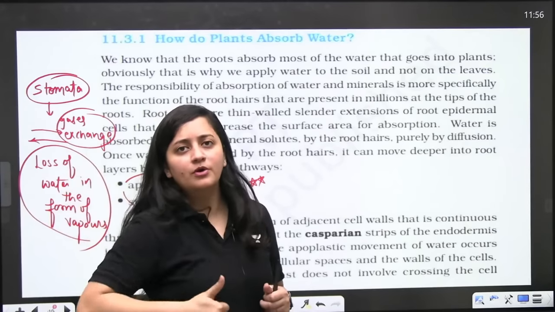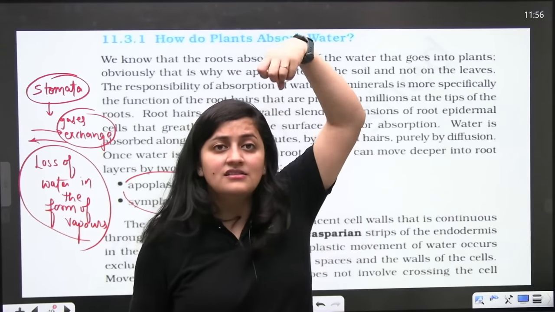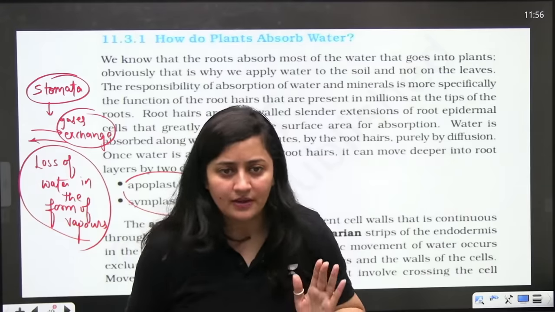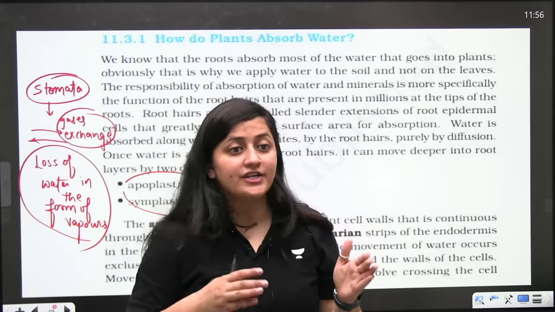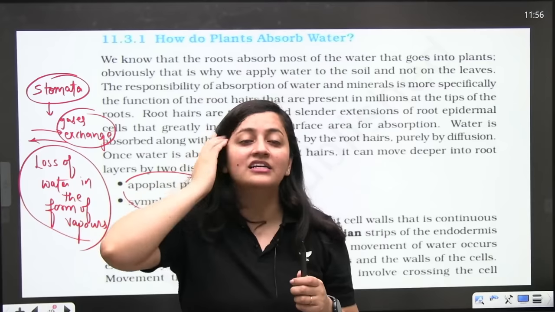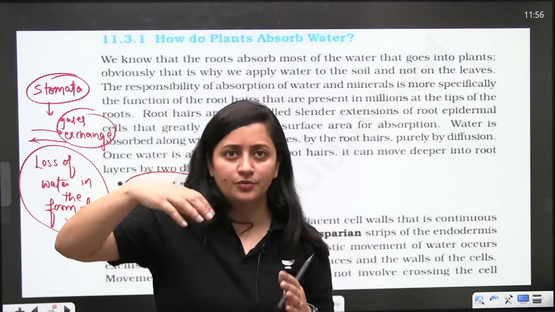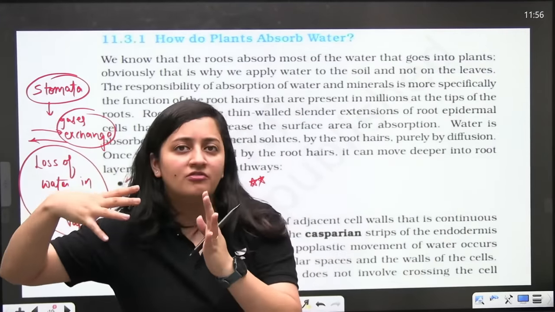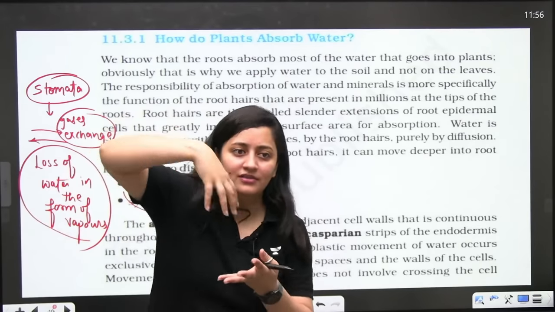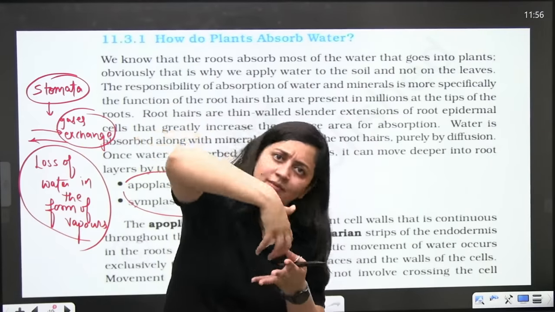So, whenever we talk about the transport in plants, we consider the concept of transpiration as well. We consider the concept of transpiration pull as well, which we explain in the cohesion and tension theory. Remember the cohesion and tension theory, Dixon and Joly, the transpiration pull theory. We discussed that. Because of transpiration, because of the loss of water in the form of vapors, the water will be pulled up. There will be a kind of pull maintained in the xylem column and the water will come up.